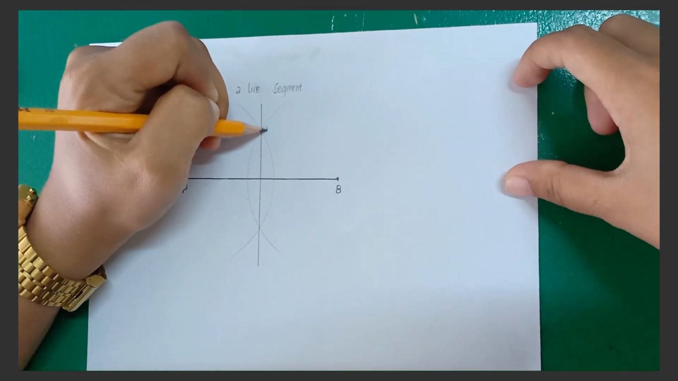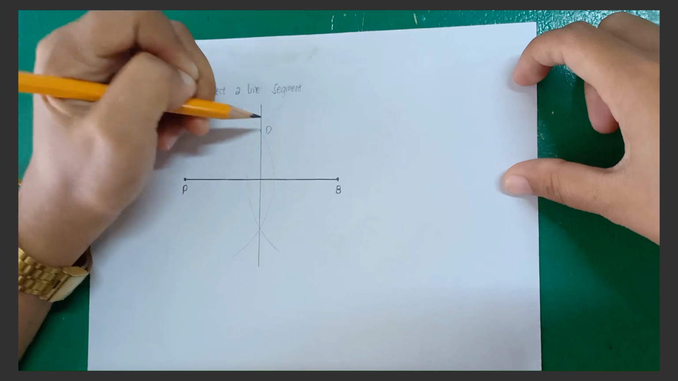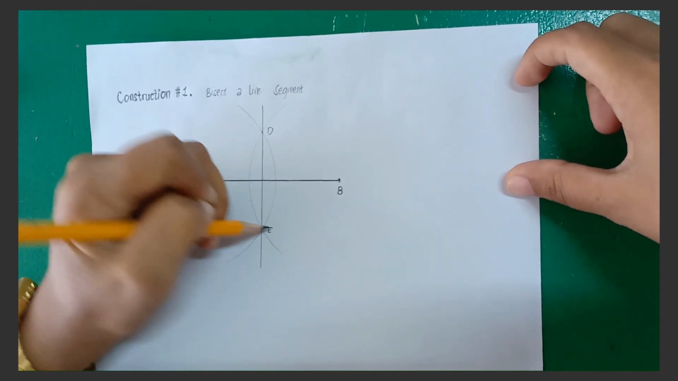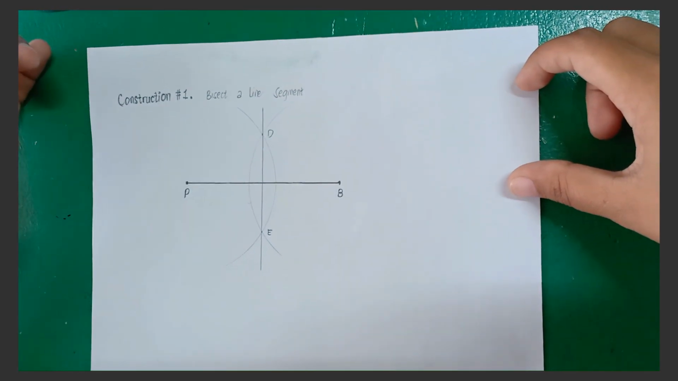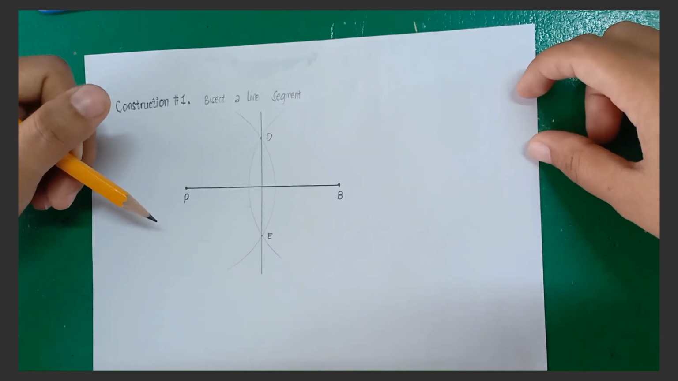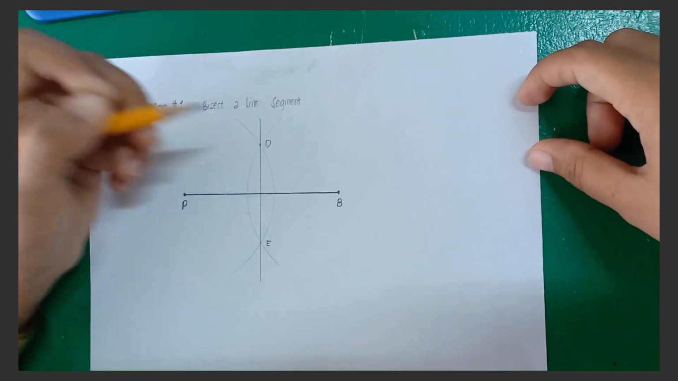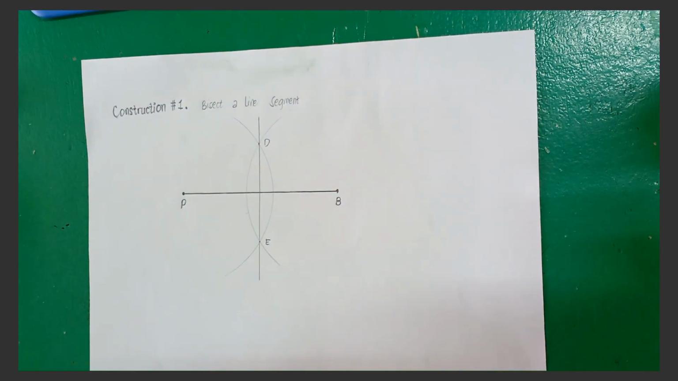So let's name it DE. It cuts or bisects PB, or cuts it at the exact midpoint of the line. And we're done.